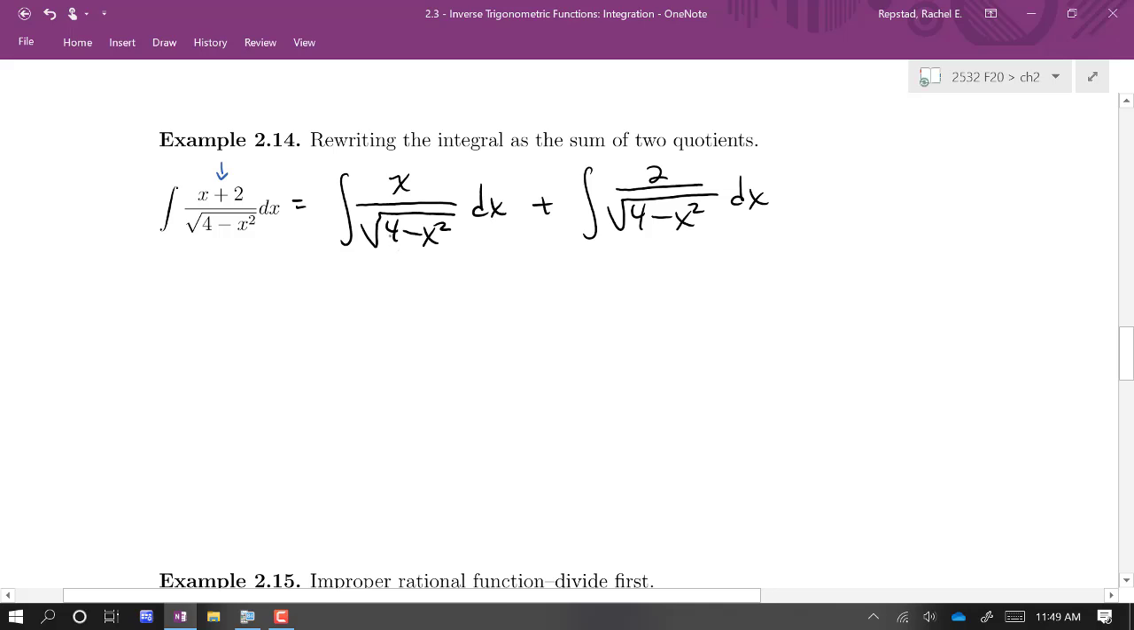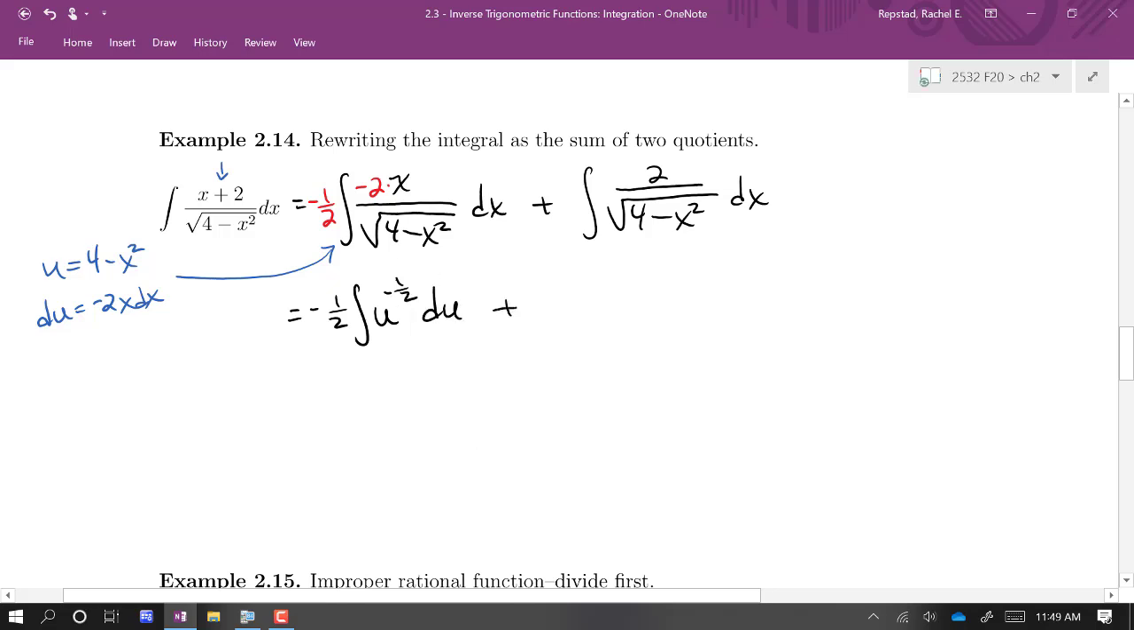So I think for this first one, what we can do is let u equal 4 minus x squared, then du is negative 2x dx. We'll need a factor of negative 2 here, which will compensate for outside. And then we'll rewrite this. Instead of the square root in the bottom, I'm going to write that as a negative 1/2 power, u to the negative 1/2 du. So that first one is a power rule integral.